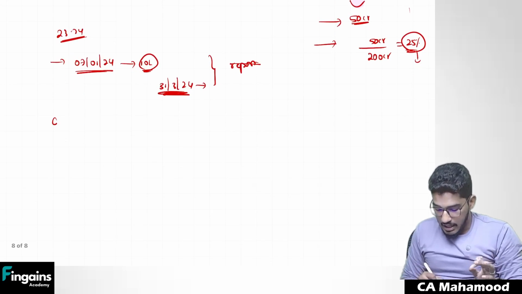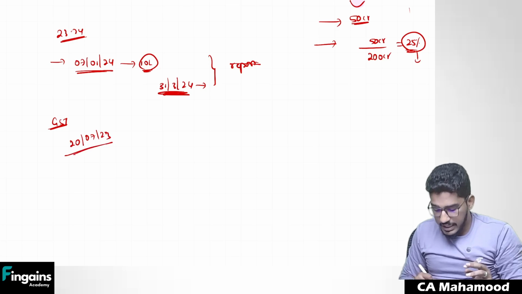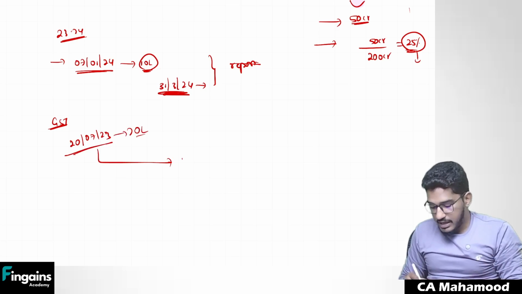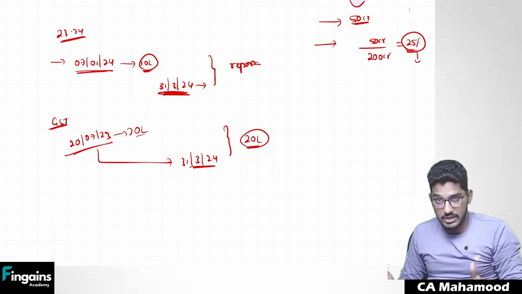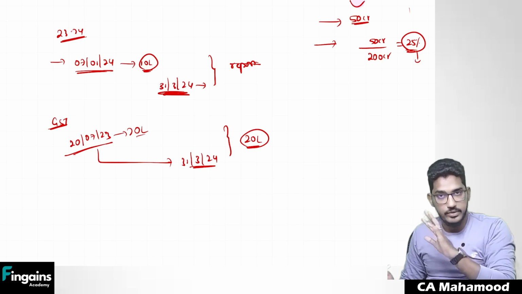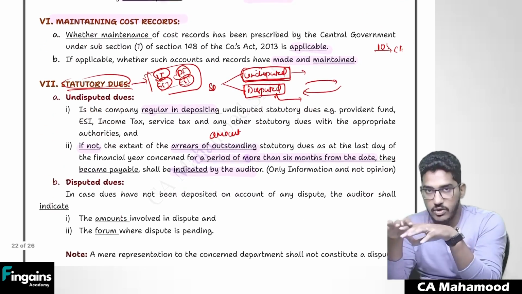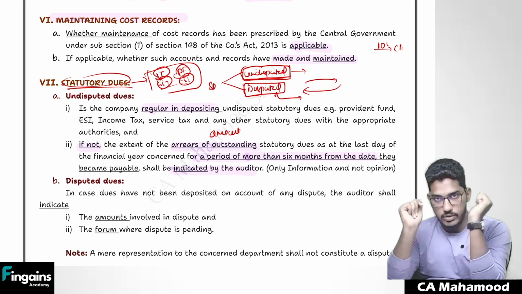Let me give you another case. The company is required to pay some GST for the month of June, you think. So the due date is 20th of July 2023. They are required to pay some GST amount of 20 lakh rupees as on 20th of July 2023. This amount is remaining unpaid as on 31st of March 2024. Am I required to report here? Yes, this amount is required to be reported because it is outstanding for a period of more than 6 months as on balance sheet date. So simple: regarding undisputed statutory dues, whether the company is regular in depositing on or before the due date. If not, the amount which is outstanding for a period of more than 6 months, you report it.